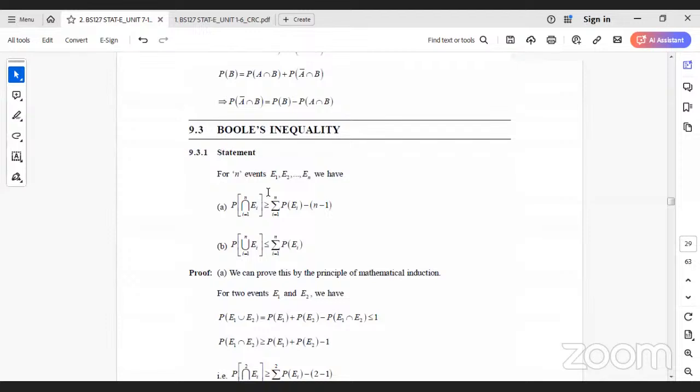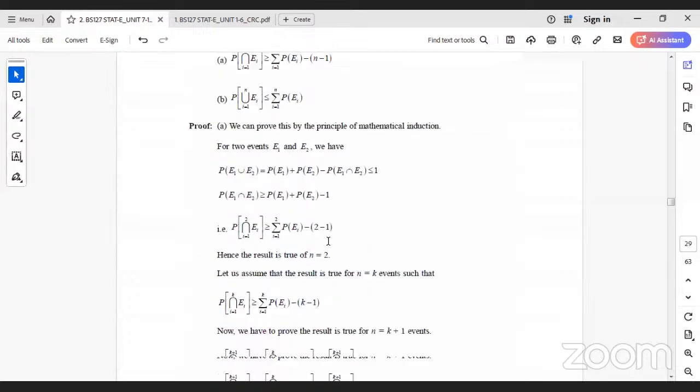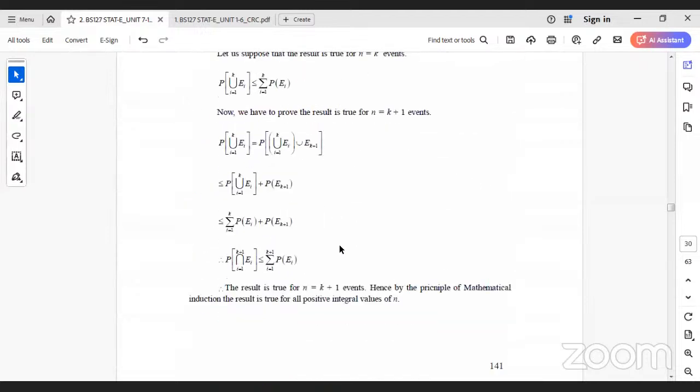For any events E1, E2, up to En, we have the summation of P of E_i minus (n minus 1) is less than or equal to P of the intersection of i equal to 1 to n of E_i, and P of the union of E_i is less than or equal to the summation of i equal to 1 to n of P of E_i. So this you have to study.